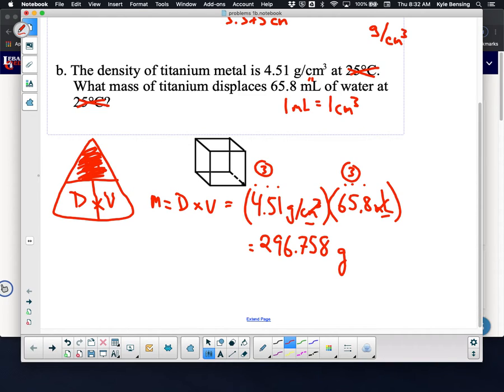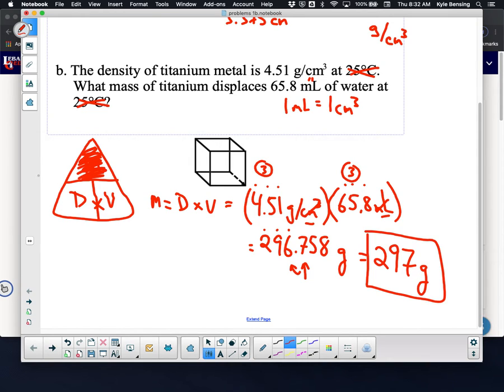If I count 1, 2, 3, and check to see if the next digit is 5 or higher, then I have to round this one up. So my answer for this would be 297 grams. And that is our final answer, rounded off to the correct number of significant figures.